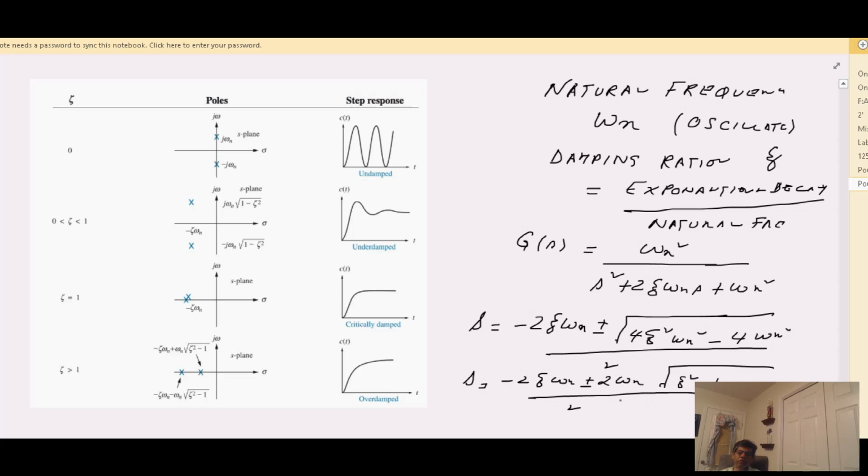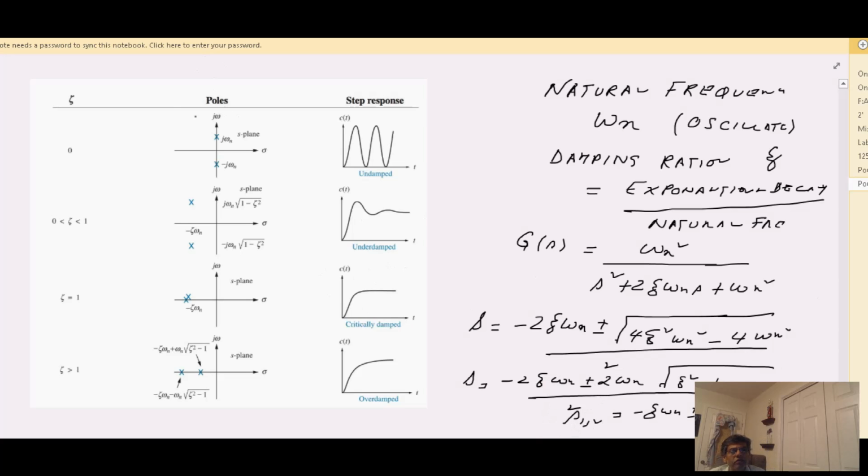As you can see, there are two roots, and the 2 will cancel out. So shall I write these two roots right here for you? That will be equal to minus zeta omega n plus or minus omega n, which is the natural frequency, times the square root of zeta squared minus 1. And this is pretty much what you're going to see in all the textbooks, that it has two poles. It's a second order system, so 1 and 2 poles, right?